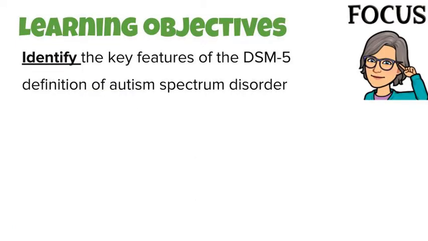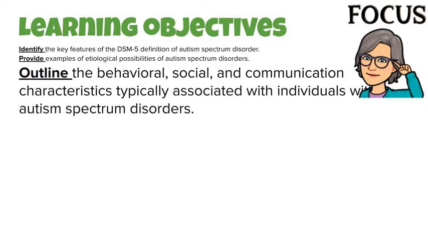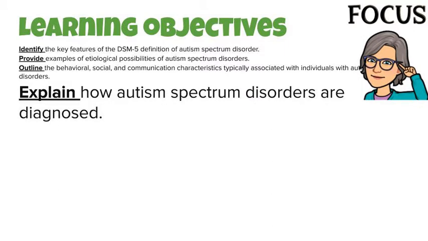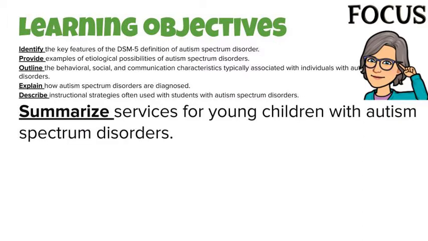I want you to be able to identify the key features of the DSM-5 definition of autism spectrum disorder and provide examples of etiological possibilities of autism spectrum disorders. You should be able to outline behavioral, social, and communication characteristics typically associated with individuals with autism spectrum disorders, and you should be able to explain how autism spectrum disorders get diagnosed. I want you to be able to describe instructional strategies that we use with students on the spectrum and also summarize the services that are available to young children with autism spectrum disorder.